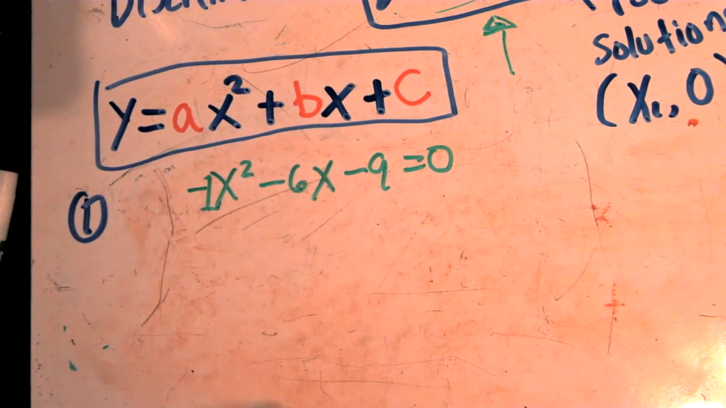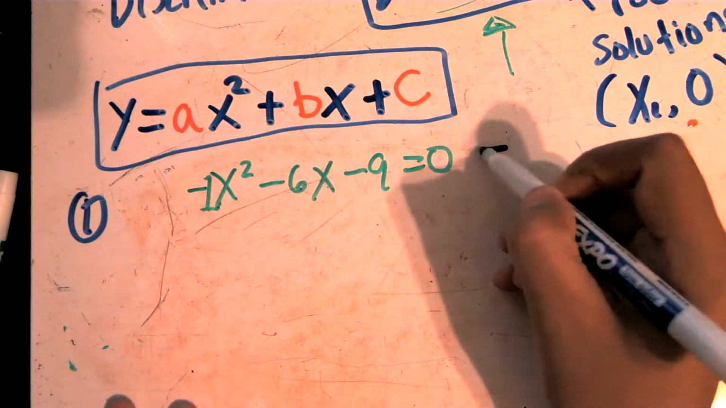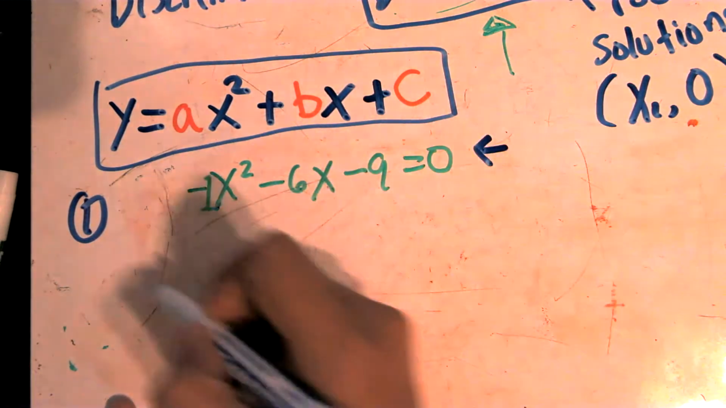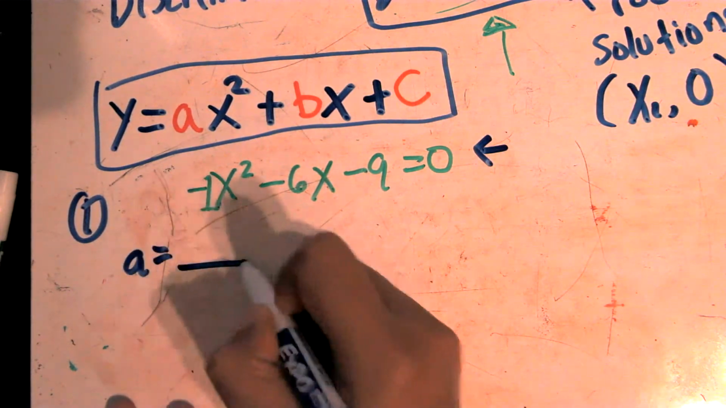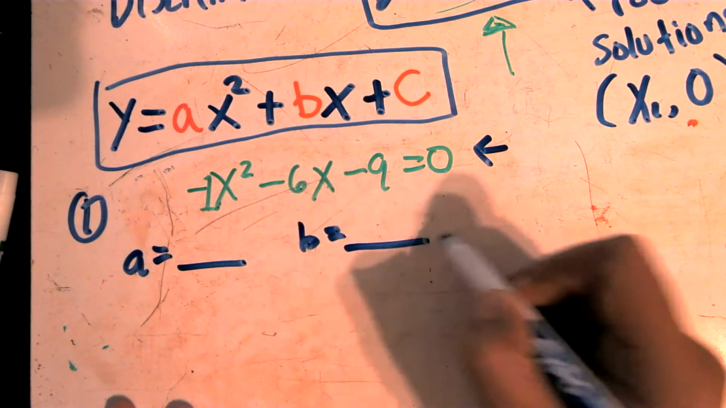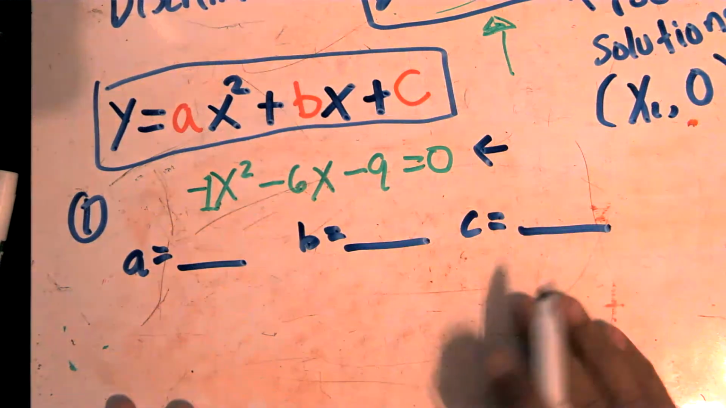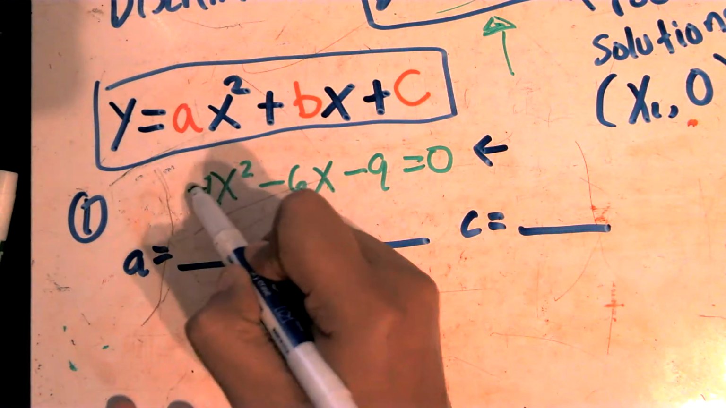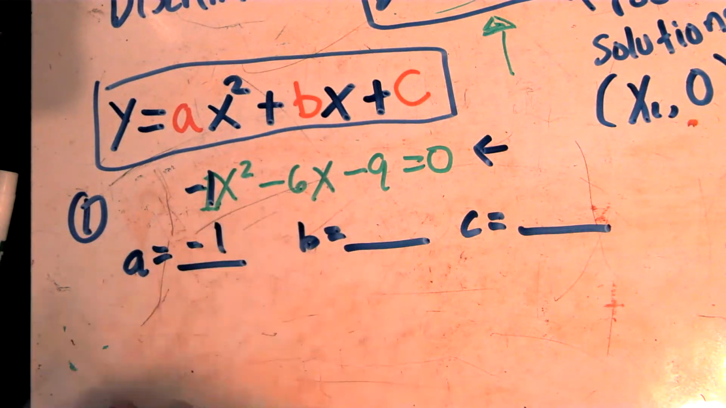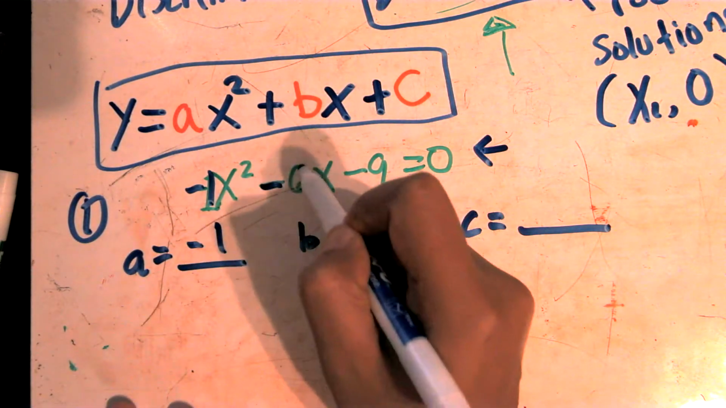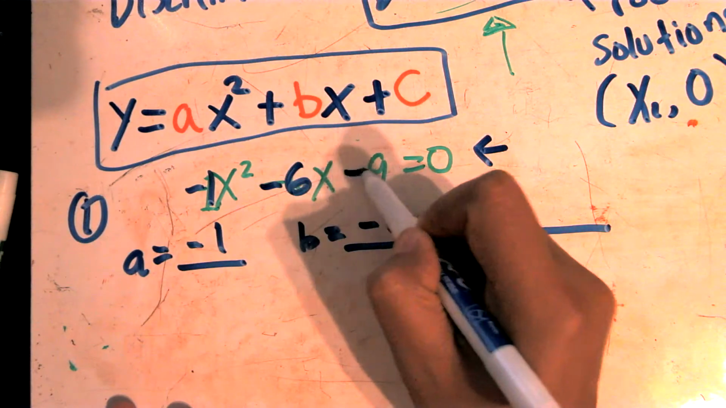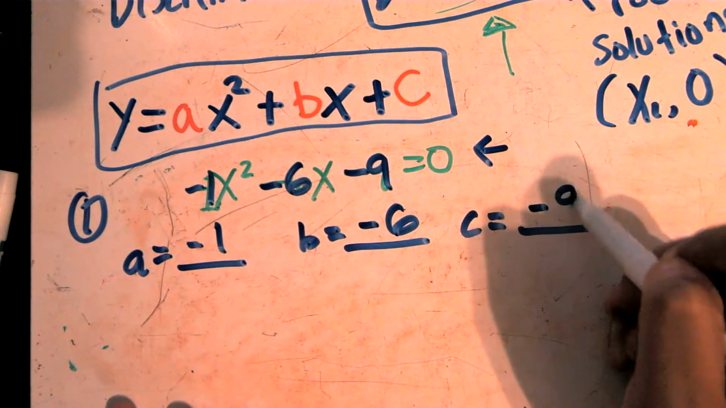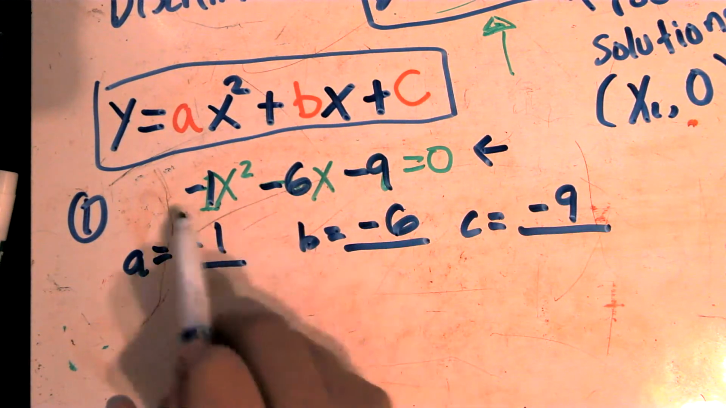So now I can do step 1. Well, technically step 2 because step 1 was set equal to 0, so that was done. So now in this case, finding a, b, and c's are step 2 because this was not set equal to 0. So we have negative 1 is my a, negative 6 is my b, negative 9 is my c. You want to make sure the sign follows.